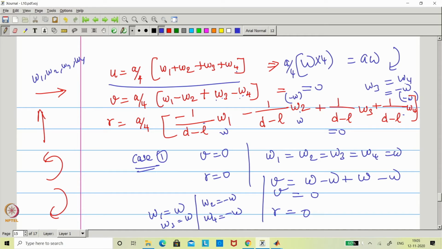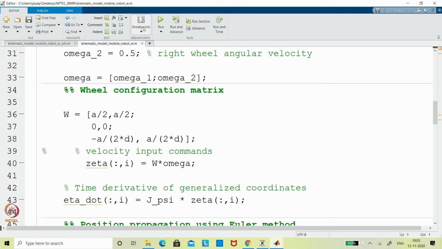Now you want the other way around, you want to rotate in the anti-clockwise direction. So you put omega 1 and omega 2 as minus omega, and omega 3 and omega 4 are positive. These are the cases we are now trying to simulate in MATLAB, okay. So you can try to see that. I am just moving to the MATLAB window, okay.